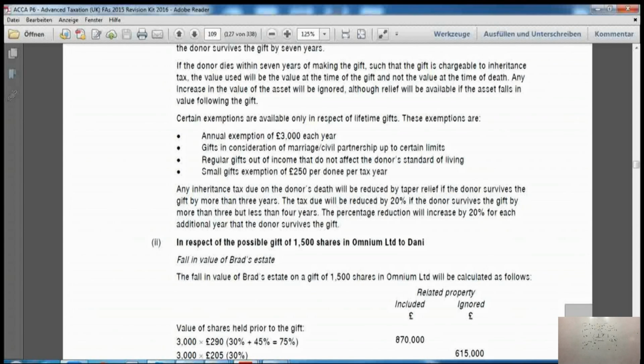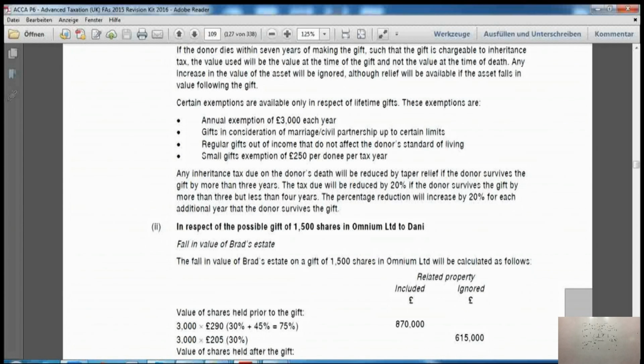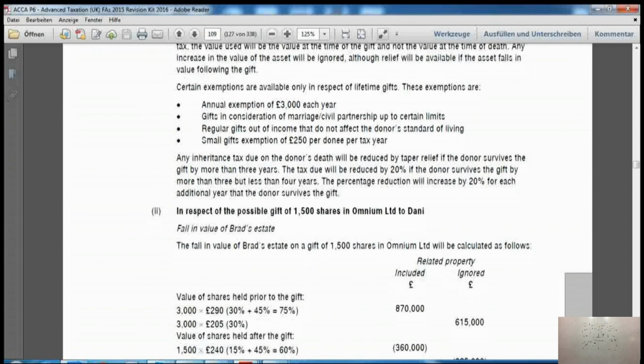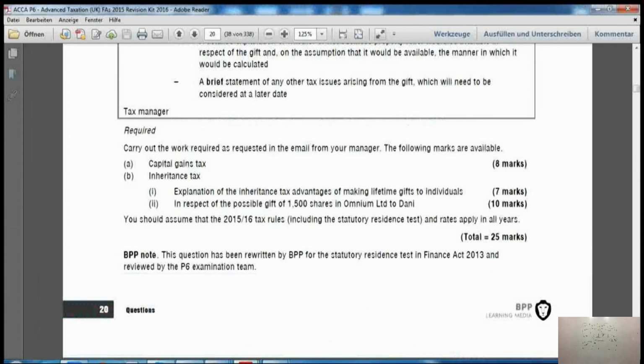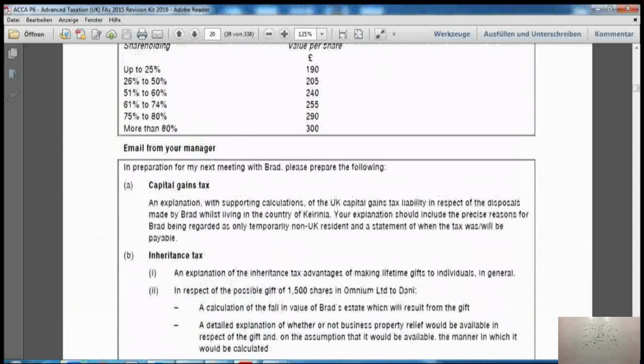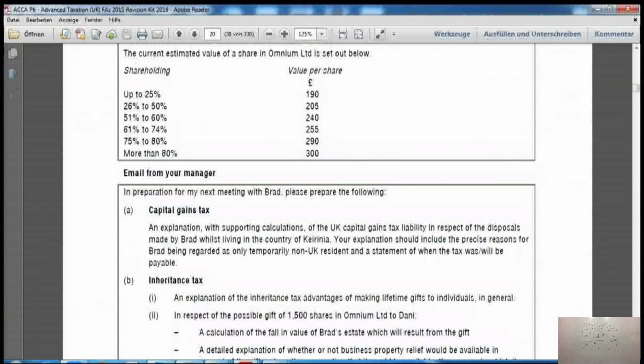Now we have taken the value before transfer, and we'll have to take the value after transfer, the value of shares held after the gift. Now how many shares does he have after the gift? He has transferred 1500 shares, and the holding he has after the gift is 1500. Now if we include the related property, he holds 15% his own and 45% of his wife. So total holding is 60% now, and according to 60% holding, the value of shares is 240. Now let's go back to the question and check if it is 240. As you can see here, 240, it is showing 240 for 51 to 60%. Now as his holding is 60%, the value of shares is £240 per share.